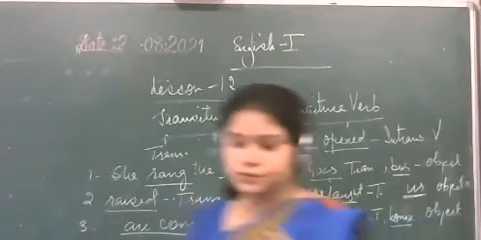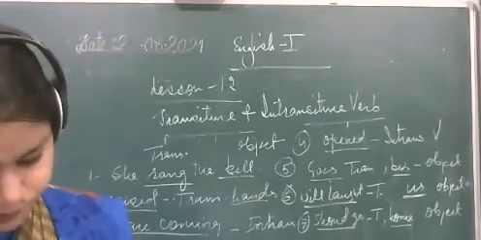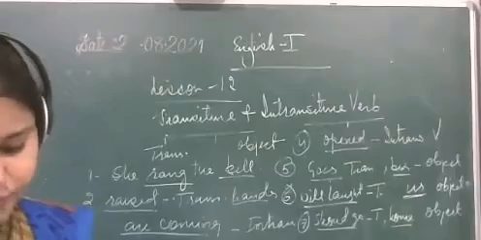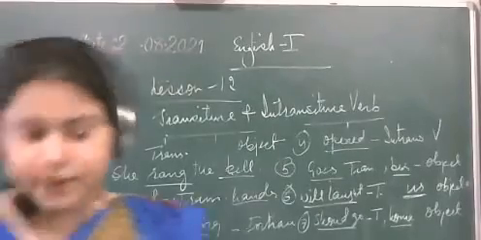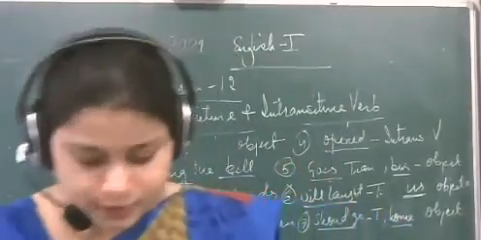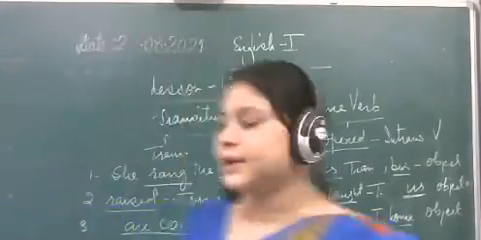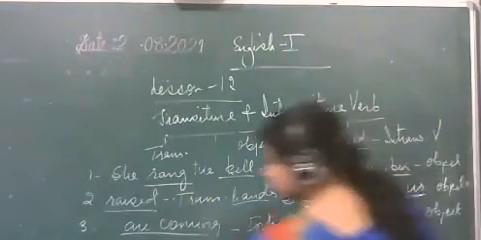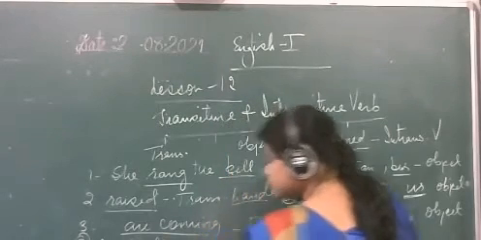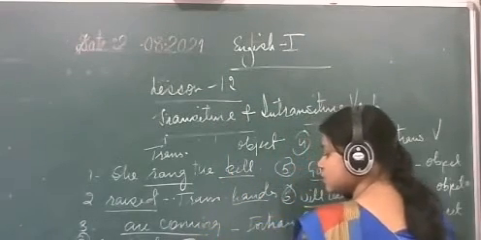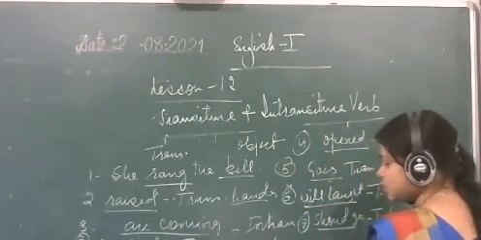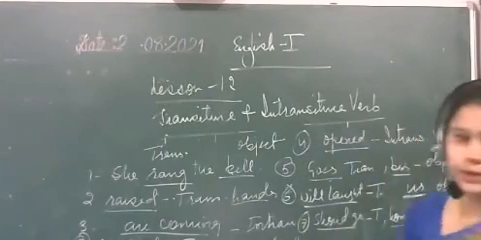Clear? Just note it down first. Now the eighth one: Can you lend me your pen, please? Here it is a type of interrogative sentence. It says, can you lend me your pen, please? Here, can and lend, I will write it here. Can and lend, these two are transitive verbs, and pen is the object. Okay.